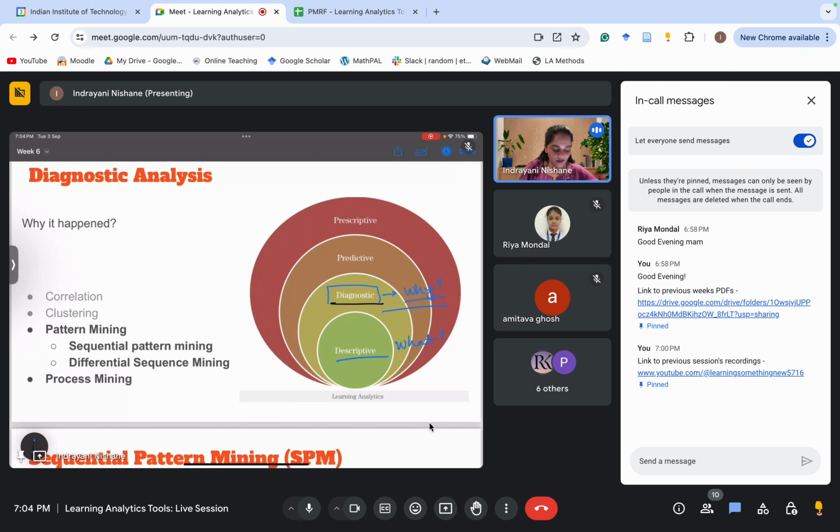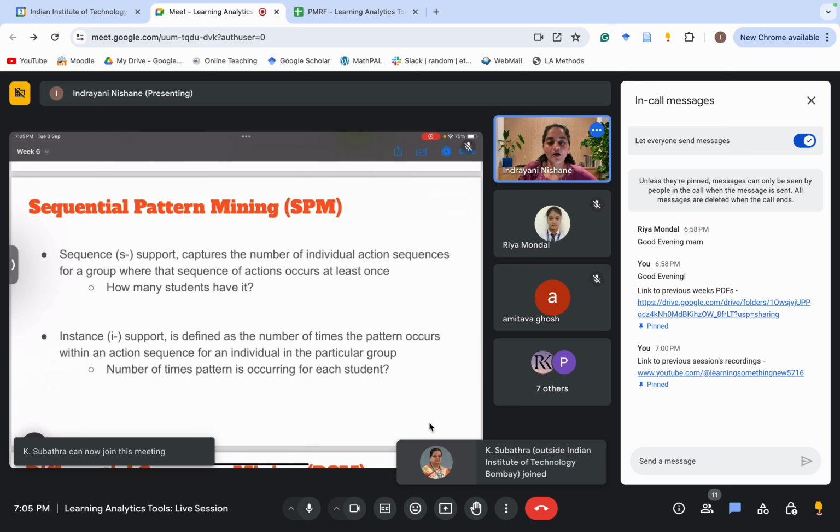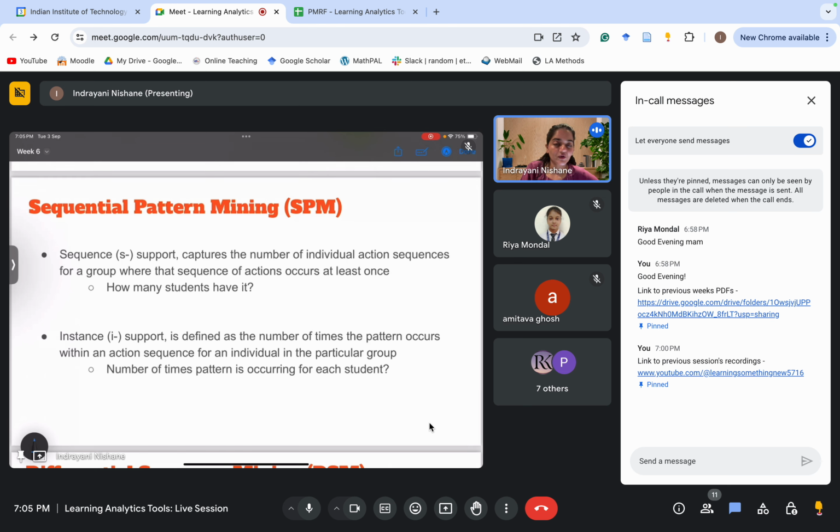Let us try to understand what SPM is. In order to mine for frequent patterns, we need to understand that log data is a sequence of actions, and there are certain sets of actions that we keep repeating as students. When you are learning through an online learning environment, you need to log in, read some content, watch videos, solve some questions, and answer some queries in the forum.